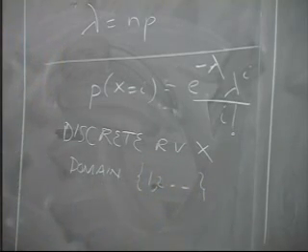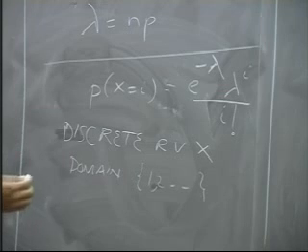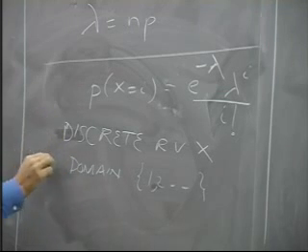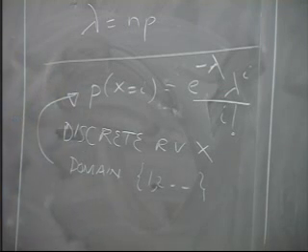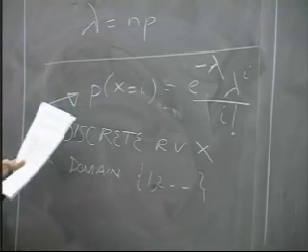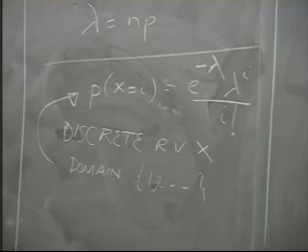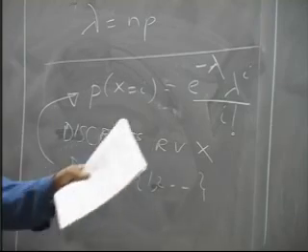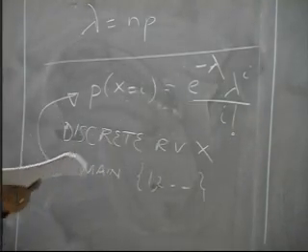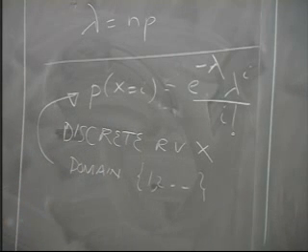It's an infinite domain, and it's Poisson if the distribution looks like this: probability x equals i is e to the minus lambda, lambda to the i by i factorial. Why does it look like this? We'll come to that when we discuss queuing theory, because then the intuition becomes very clear. For now, all that's important is this is the form. This is what it is.